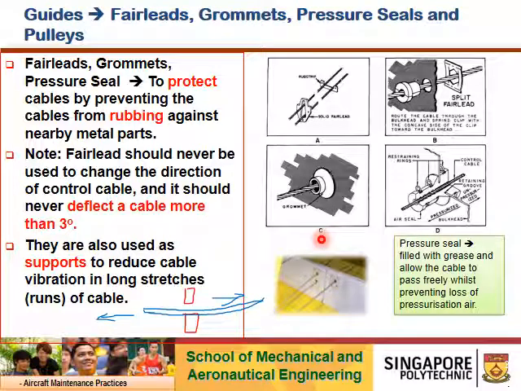Okay, so a fairlead should never be used to change the direction of a control cable. This is true. The most you can deflect a cable is not more than 3 degrees. If you need to change the direction of the cable, you will use a pulley. All right, you can't use a fairlead. They are also used as supports to reduce cable vibration in long stretches of cables.